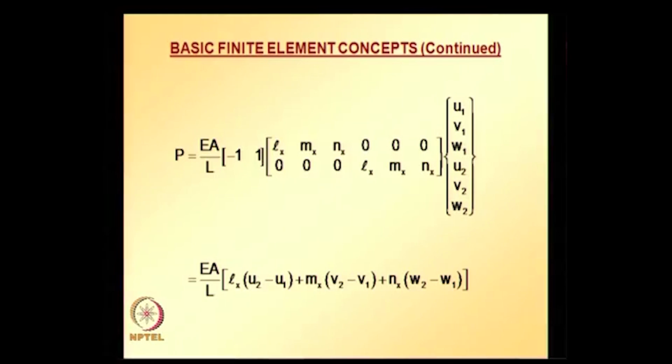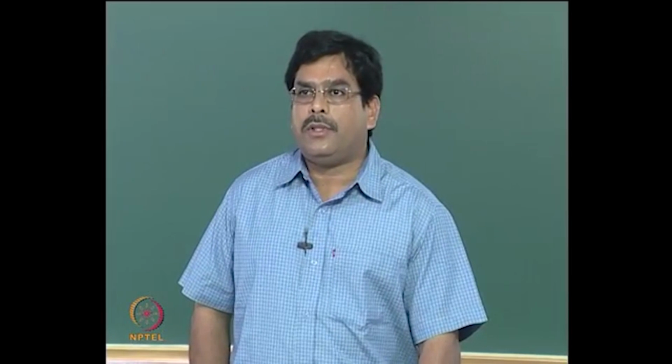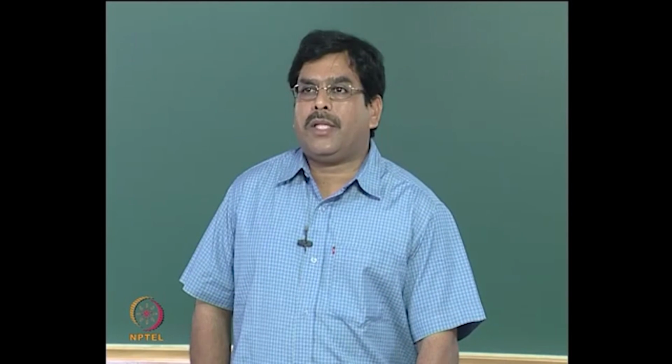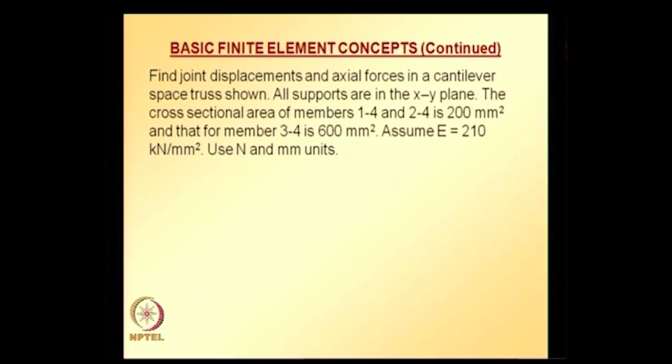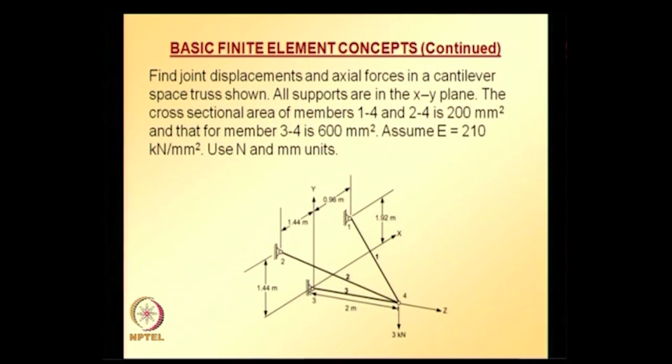So, to understand these concepts, let us solve a 3D truss problem. Find joint displacements and axial forces in the cantilever space truss shown. All supports are in the xy plane. The global x, global y, global z coordinate system is also indicated in the figure. The cross sectional areas of members 1-4 and 2-4 are 200 millimeter square, and that for member 3-4 is 600 millimeter square.